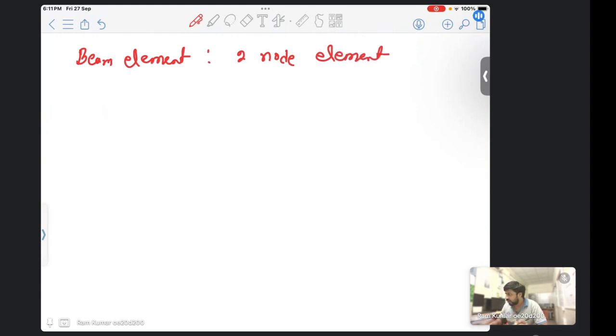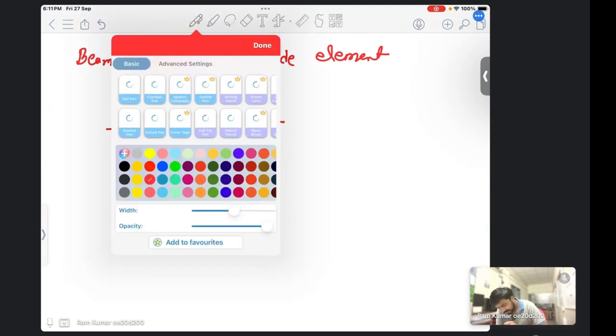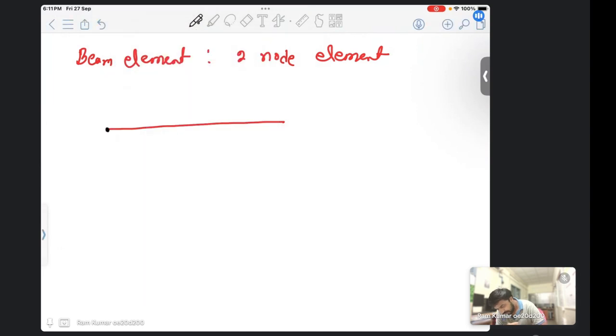So as in the last class, we were discussing the beam element. This is a two-node beam element. For example, this is our beam element, with node one. Did you cover this beam element in your videos? Yes, no.